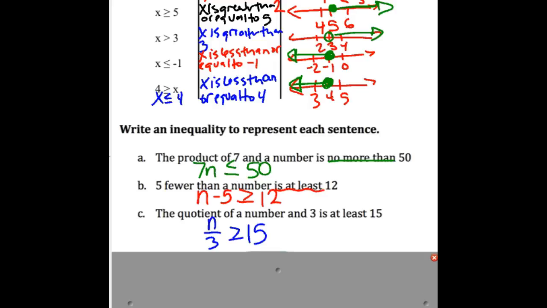All right, you can check your work with mine. I got n minus 5 greater than or equal to 12, and n over 3 is greater than or equal to 15.